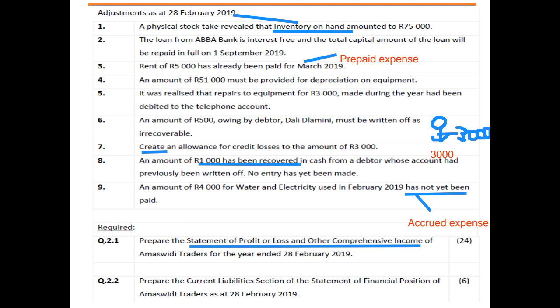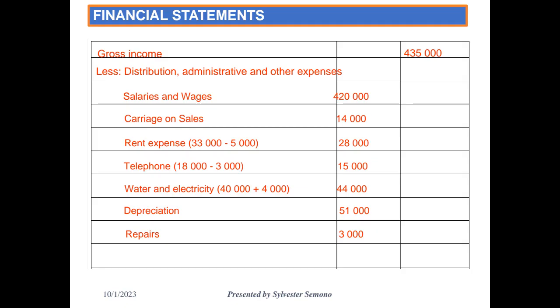It's 500, but what do we call it? An amount of 500 owing by the debtor, claimed, must be written off. What do you call a written off amount here? Accounting. It's a debt. But there's a term that we use here. If we write off someone, what do we call that account? Remember, even from Accounting 1A we did. So if we write off someone, we call it something else.